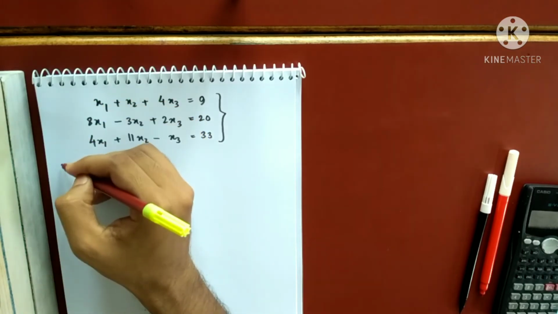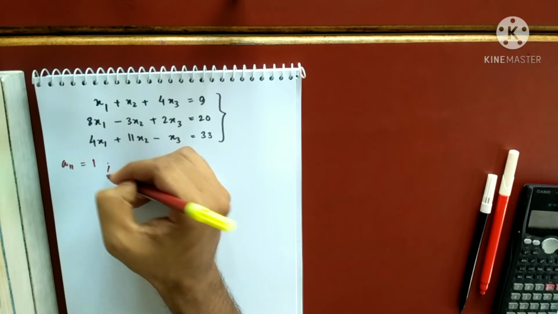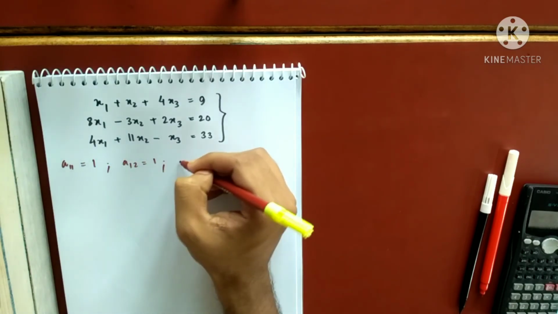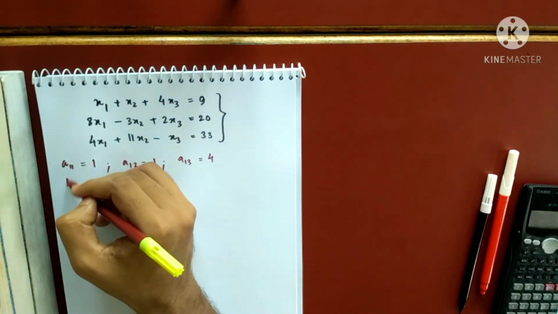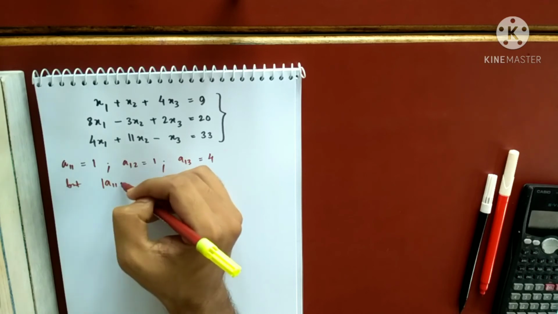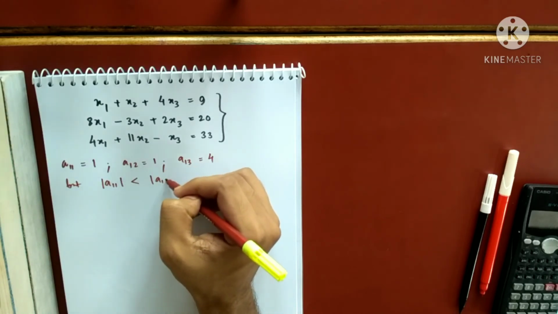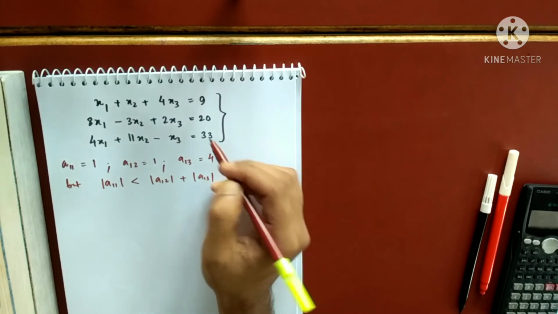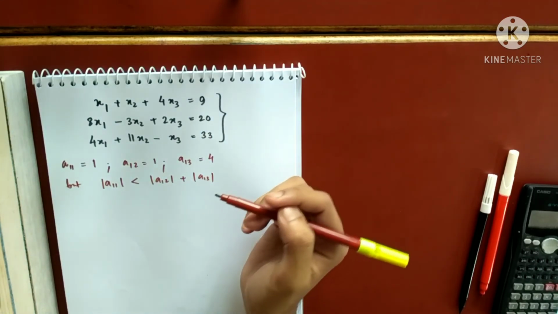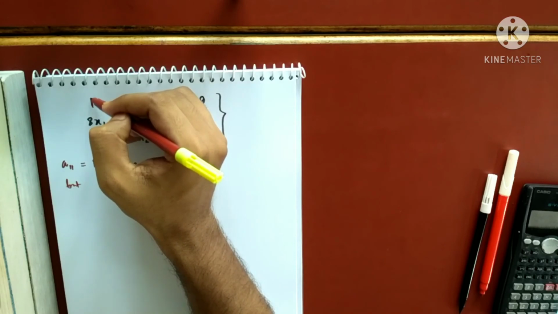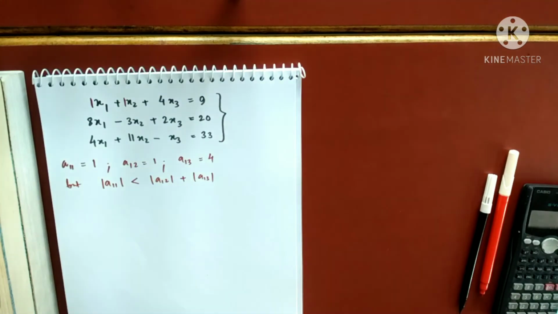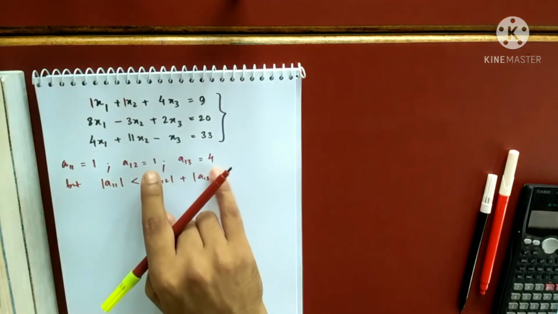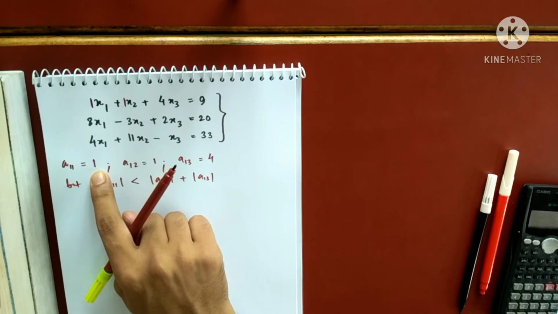Look at the elements here. Here A11 is 1, A12 is 1 and A13 is 4. Look at this, 1, 1, 4. That's what I have written. But modulus of A11 is less than modulus of A12 plus modulus of A13. To be diagonally dominant, this number should be greater than the sum of these two, which is not true here. This is less, not more, because 1 plus 4 is 5 and this is not more than 5 or equal to 5.